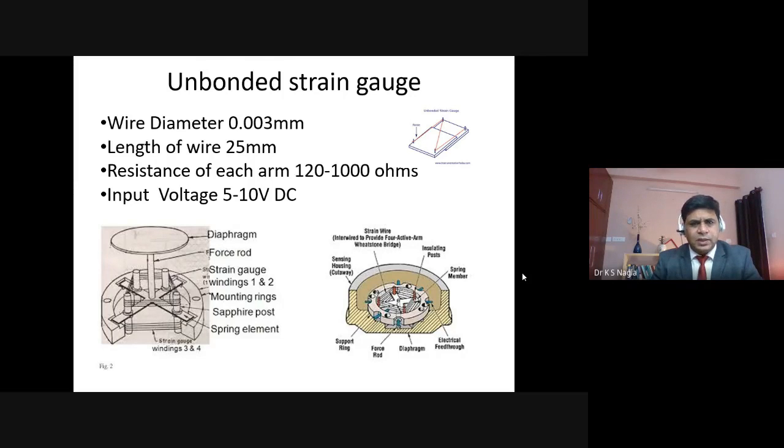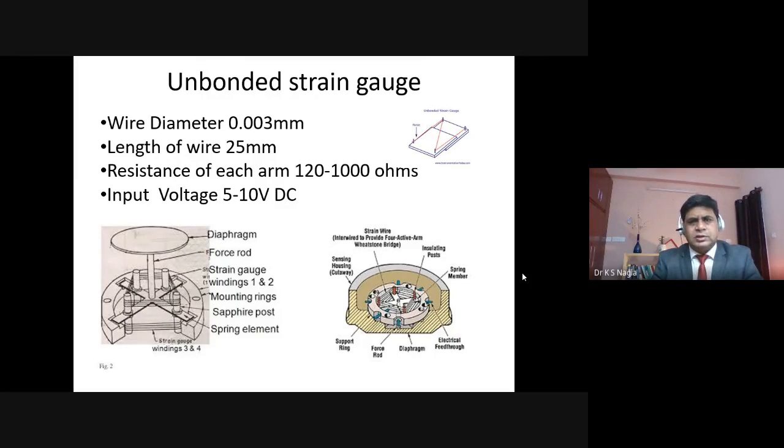In many unbonded strain gauges, the wire diameter is approximately 0.03 millimeter, which is very small. The length of the wire can be 25 millimeter, but it depends upon the manufacturer. The resistance of each wire can vary from 120 to 1000 ohms, and the input excitation voltage you apply is 5 to 10 volts. Since it is a passive transducer, you excite this element with a certain voltage, and you may use an electrical bridge for the measurement of the strain, which is in the form of a force or pressure over the diaphragm in the unbonded type of strain gauge.